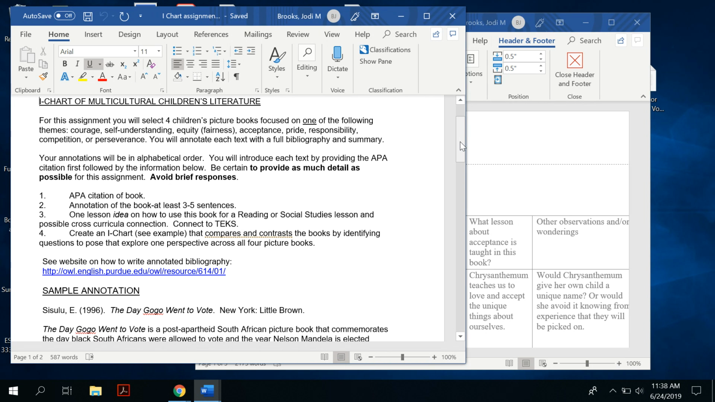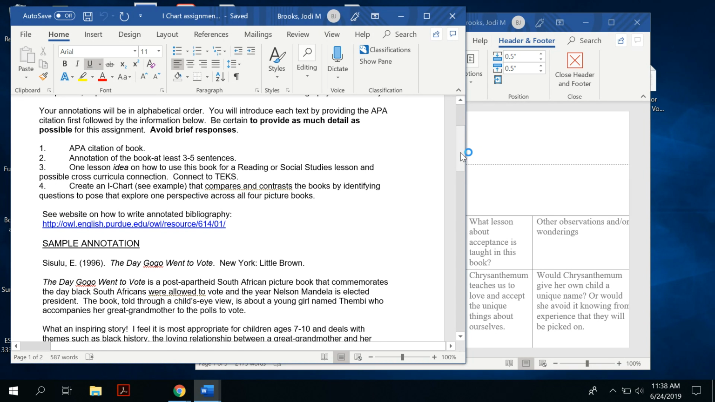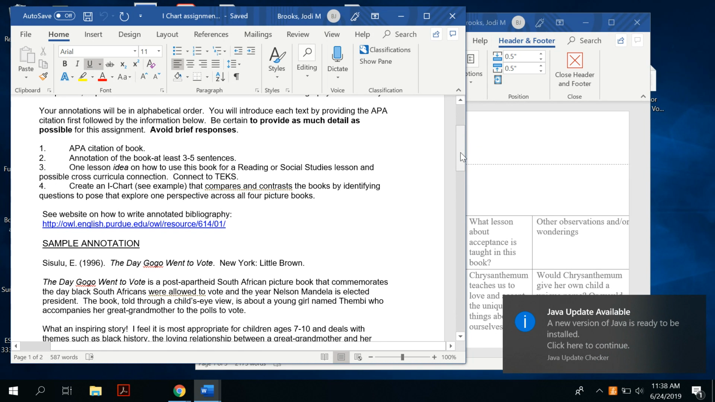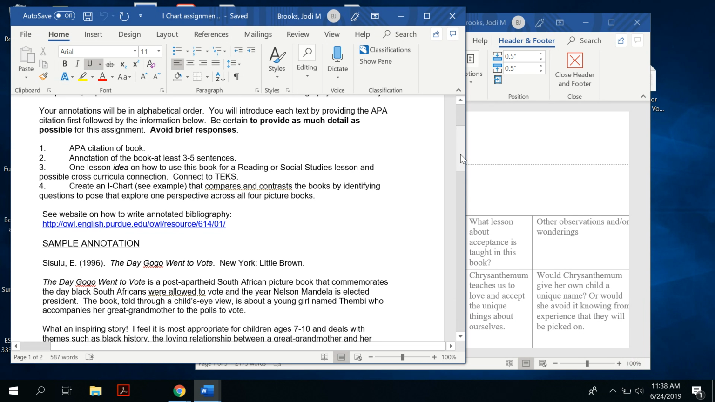And then you're going to make an annotation bibliography with a short summary of the books. Annotations are in alphabetical order. Introduce each text using the APA citation and provide as much detail as possible so that you're avoiding brief and too short responses. In this order is what it should look like in your annotation. An APA citation of your book, an annotation of the book, about 3 to 5 sentences, and then a lesson idea, how you might use this in your classroom to connect reading and social studies together.